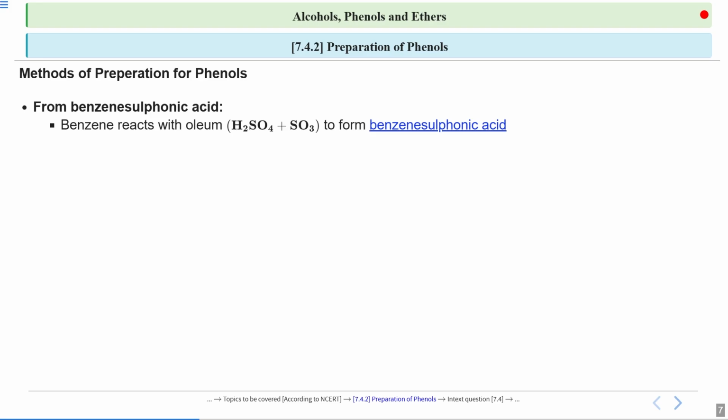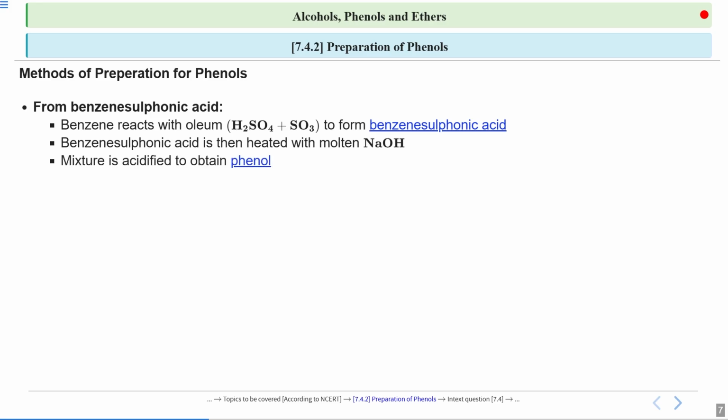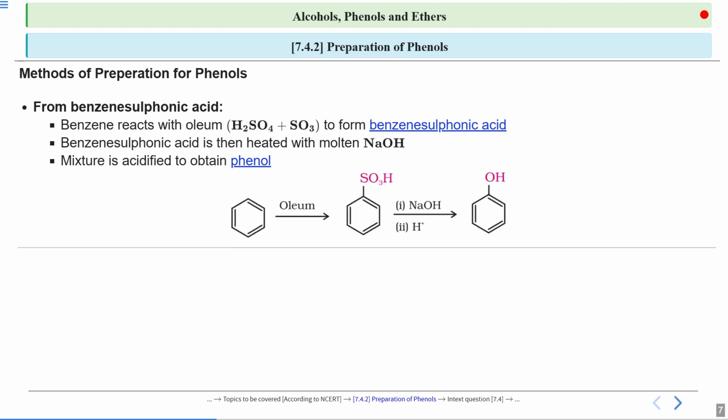Then the benzene sulfonic acid is heated with the molten sodium hydroxide and you will get sodium phenoxide. Then that mixture is again acidified to obtain our final product, that is phenol. If you look upon the reaction, we have benzene ring, which is our initial reactant. You react it with oleum, H2SO4 plus SO3. And via this reaction between benzene and oleum, you will get a benzene sulfonic acid.